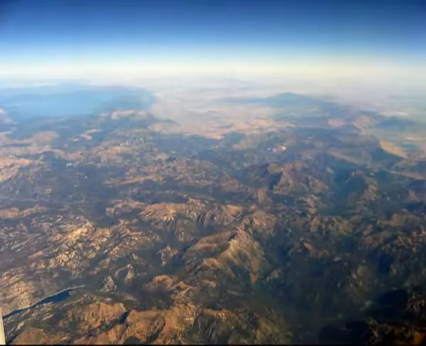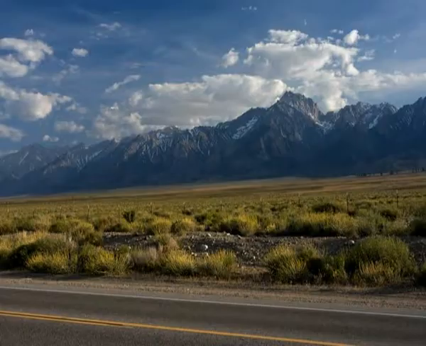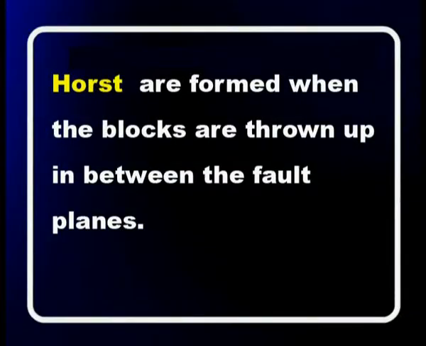The mountain ranges of the Great Basin of the United States of America in the west belong to this type. The Sierra Nevada is another typical example. These selected regions are surrounded by areas of comparatively low elevation. Hence, these block mountains are the centers of precipitation. Interesting landforms are associated with these block mountains, and they are horsts, formed when the blocks are thrown up in between the fault planes.